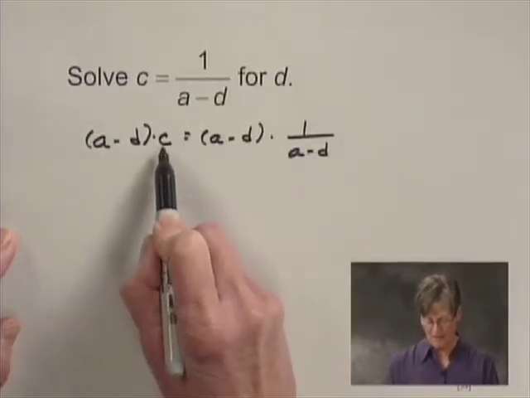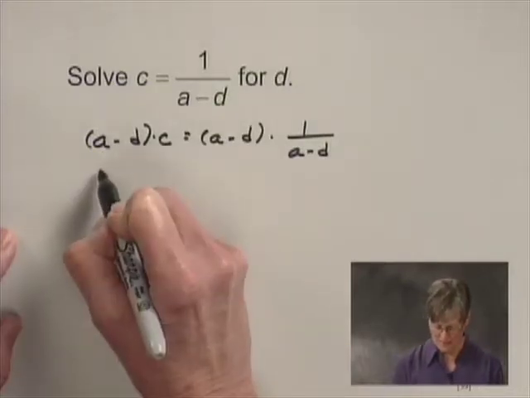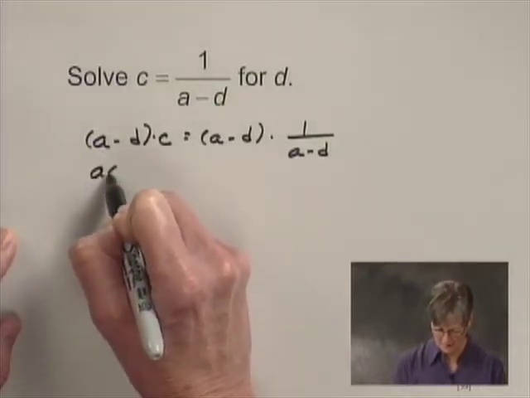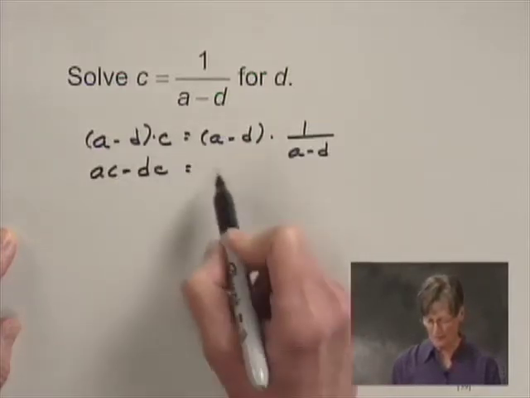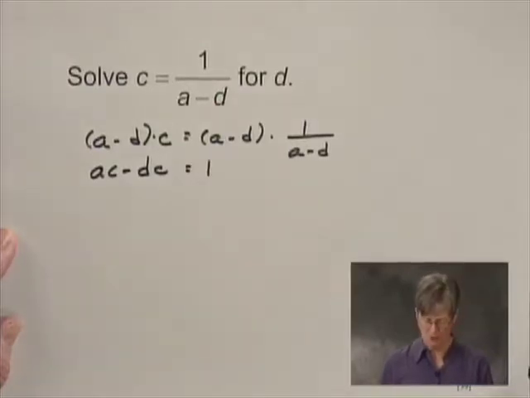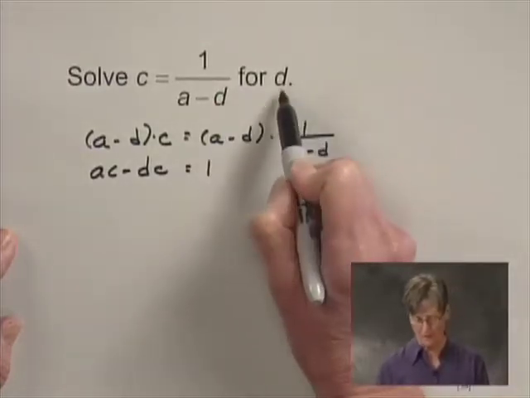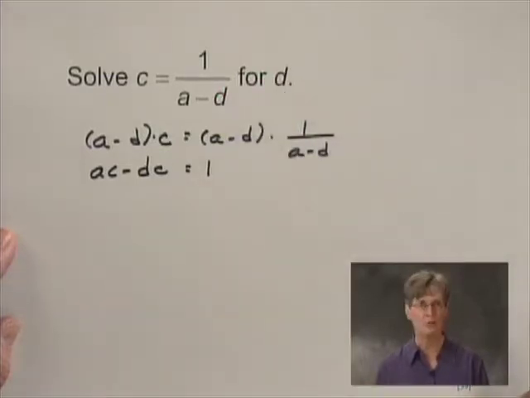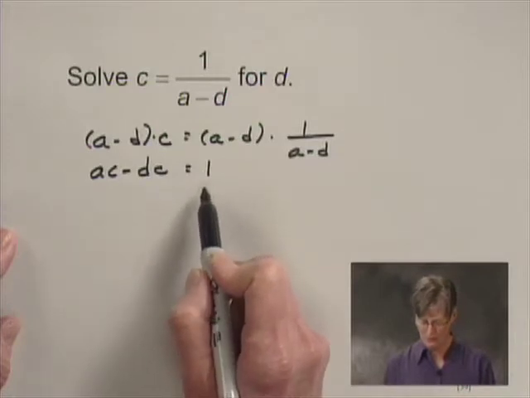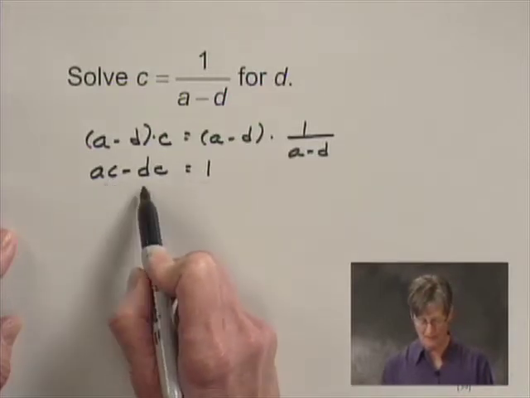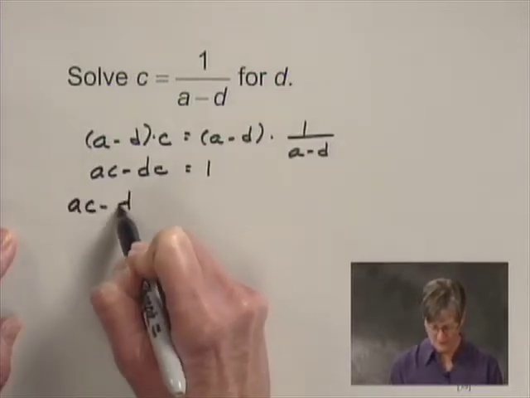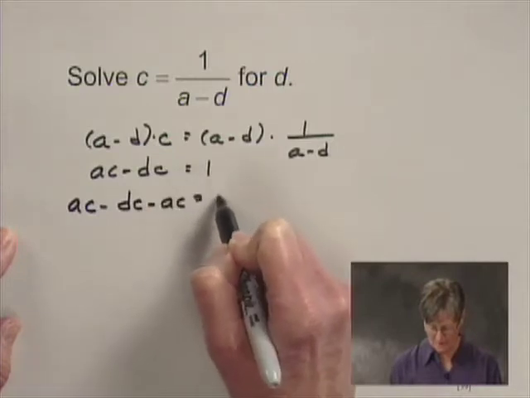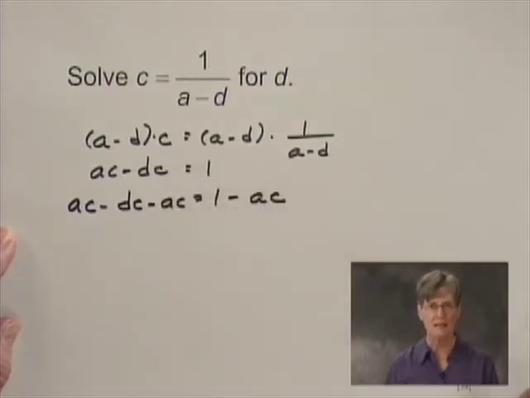Now on the left-hand side I can multiply c times the quantity a minus d, and I get ac minus dc. And on the right-hand side, when I do this multiplication, I just have the numerator of the fraction, which is 1. Now remember, we want to solve for d, so we want to get d alone on one side of this equation. And the next thing I'm going to do to achieve that is to subtract ac on both sides so that I just have the d term on the left. So we'll write ac minus dc minus ac is equal to 1 minus ac.